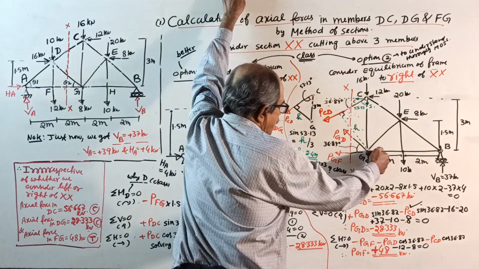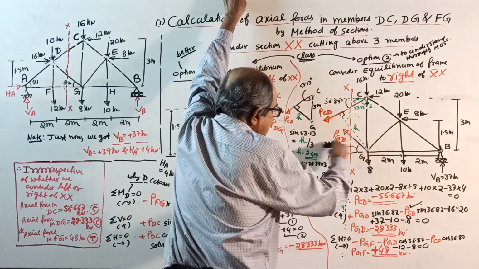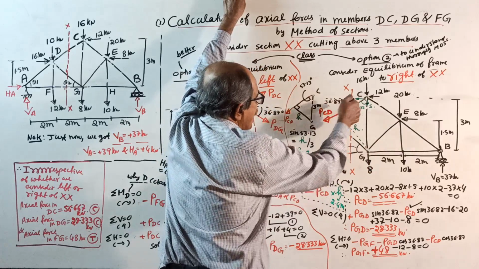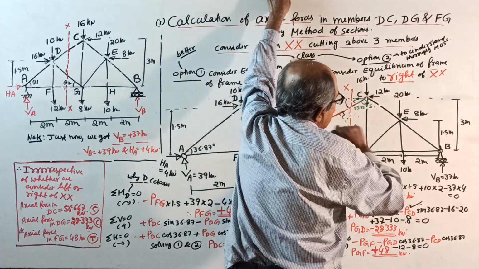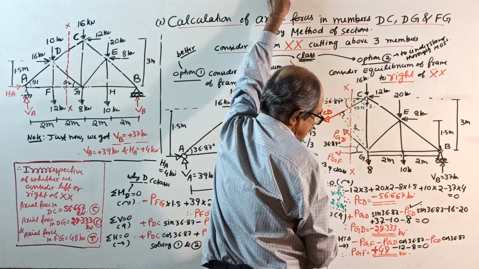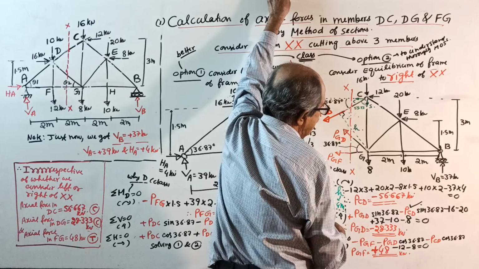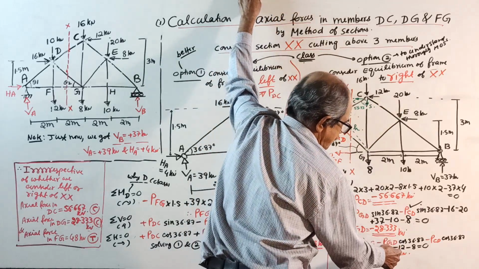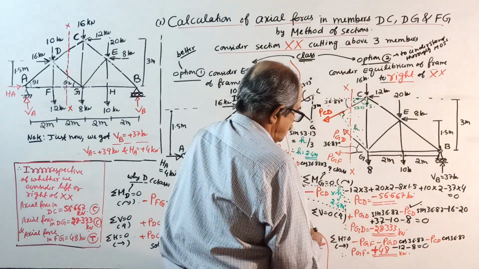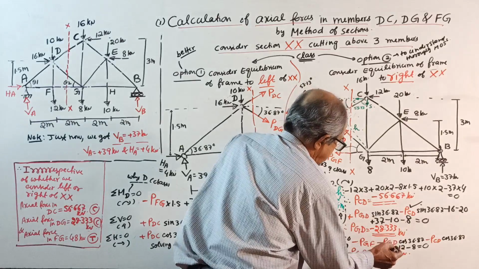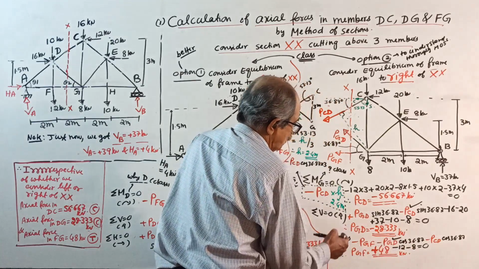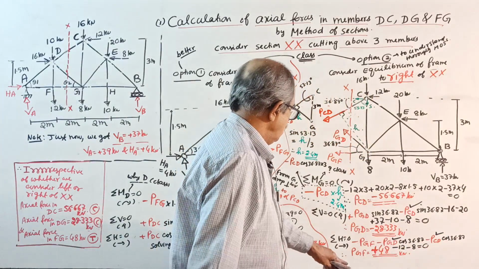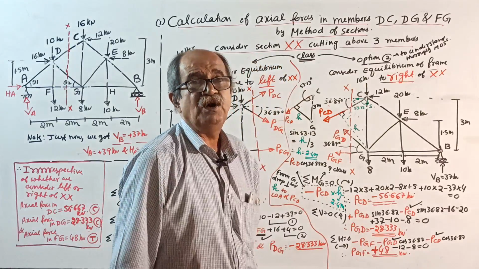Lastly, sigma H equal to 0. Unknown is here. Minus PGF, minus PCD cos, PGD cos, minus PCD cos, minus 12, minus 8. That's all? Yes. Where is 10? Minus 12, minus 8 equal to 0. You know the value of PGD, and you know the value of PCD. Substitute those two values with the minus sign. Your PGF will come plus 48.